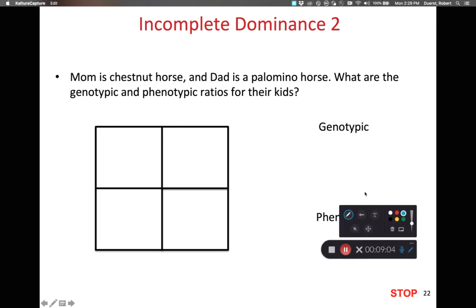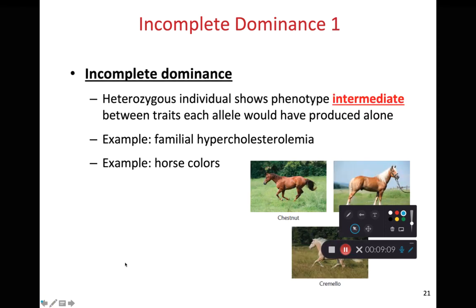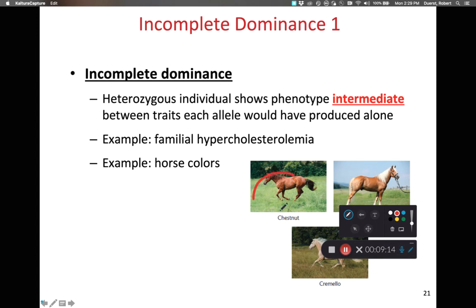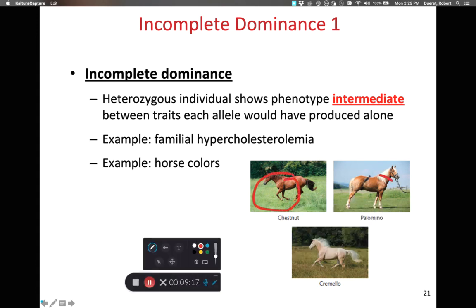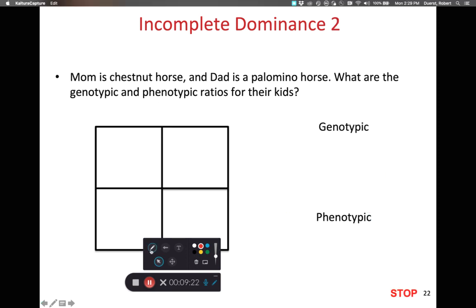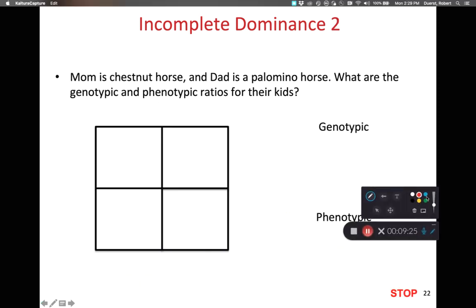So, mom is a chestnut horse. Let me back up a slide here. Mom is chestnut, so she's going to be the dark brown. And then dad is a palomino. He's a light brown. So as we go forward here, I'll give mom a capital B. She has 2 dominant alleles. Dad's a palomino, so he's the light brown. So he gets a capital B and a lowercase b because he has a mix of dominant and recessive blending together.